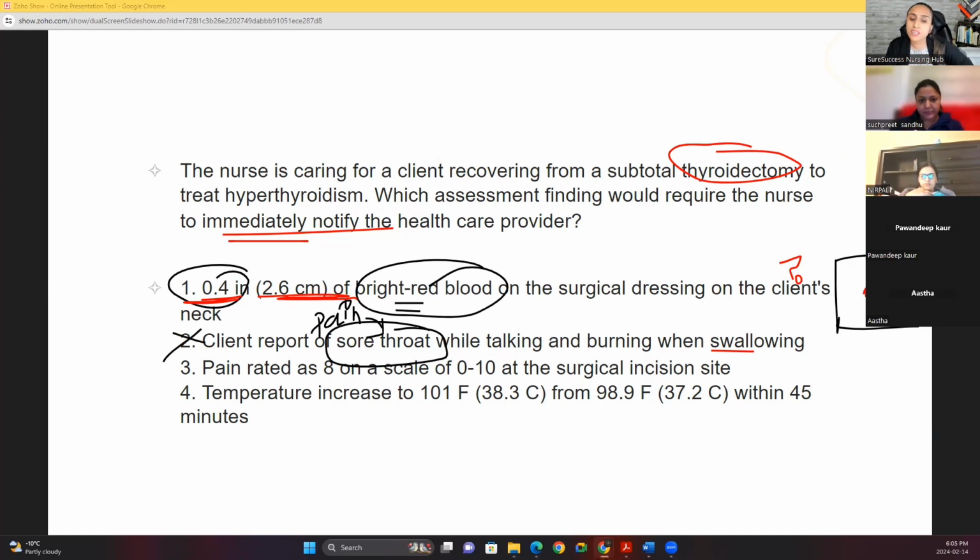Patient is having pain, 8 out of 10. So the patient is having pain after the surgery. So should I call the doctor? No, it's expected. It is expected.